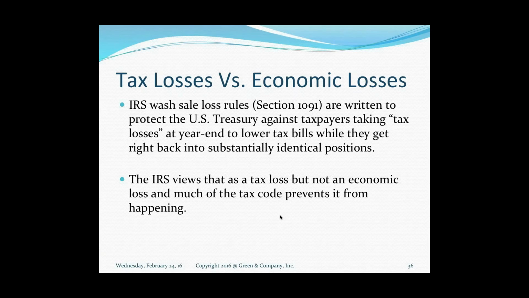The IRS is saying, wait a second, you're taking a tax loss on me, but you got right back into the position. You're not really taking an economic loss. So what? You paid a commission, a rock bottom low commission to get back in? They view it as not being economic.